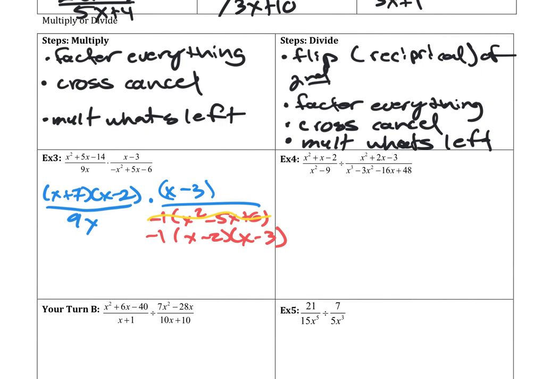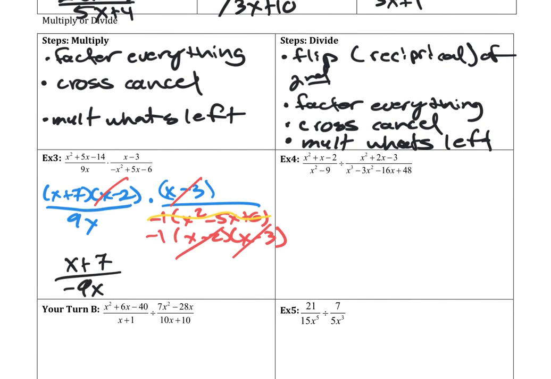All right, so we did step 1. We factored everything. Now we're going to move on to step 2. We're going to cross cancel everything that we can. And I see right away that I have an x minus 2 I can cross cancel. I have an x minus 3 that I can cross cancel. And then I'm going to go ahead and multiply together what's left. So in my numerator, I have nothing left except for this x plus 7 to multiply. And then in my denominator, I have that negative sign, so I'll multiply that negative 1 in, and we get a negative x in our denominator.